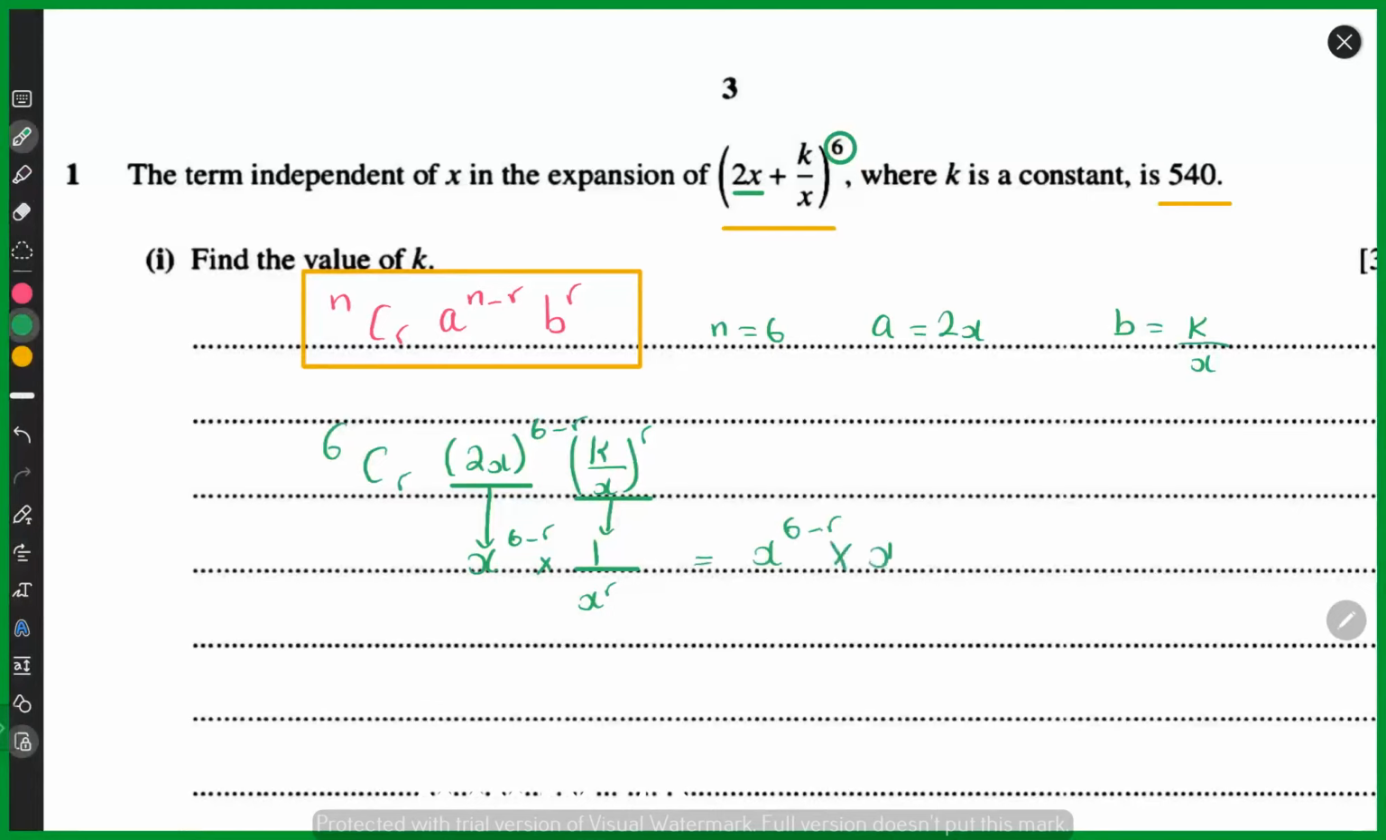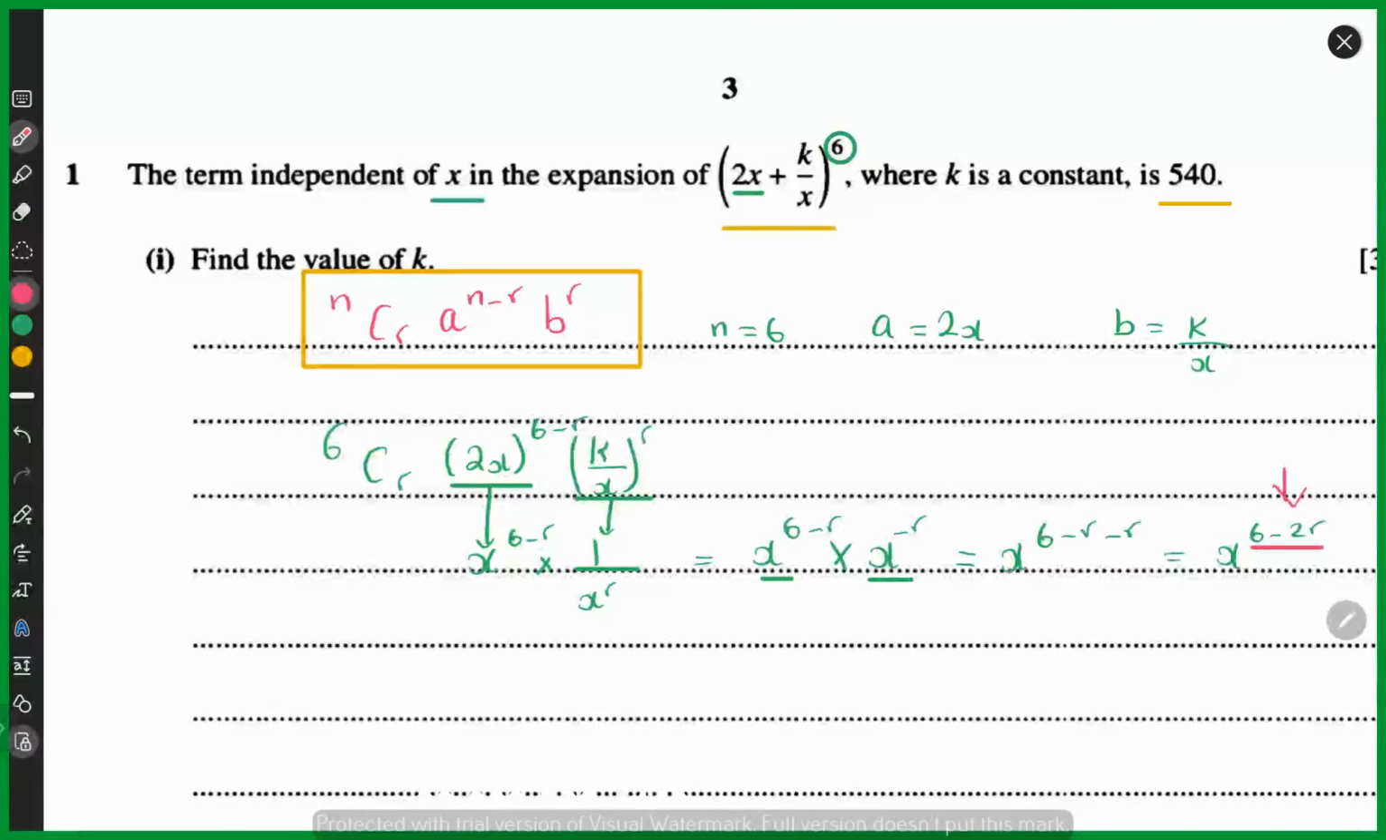This would become x power minus r. Now the bases are the same, and they're being multiplied, so I can write it as x to the power 6 minus r minus r, and this would give me x to the power 6 minus 2r. Now it says the term independent of x. This means that this is going to be 0. Only then I would have no x term, right?